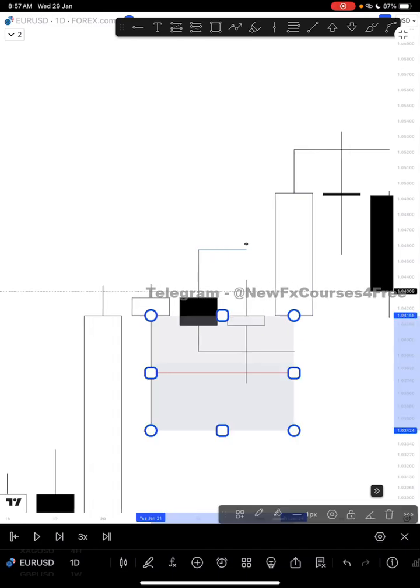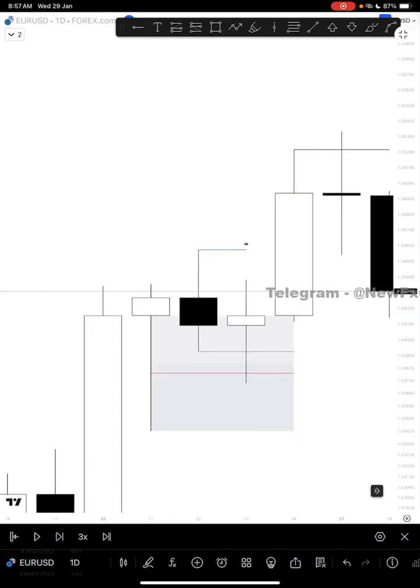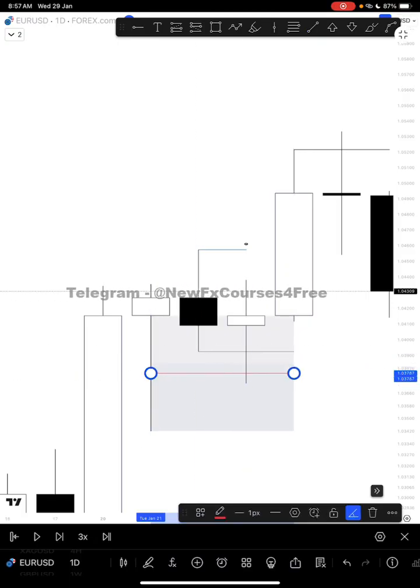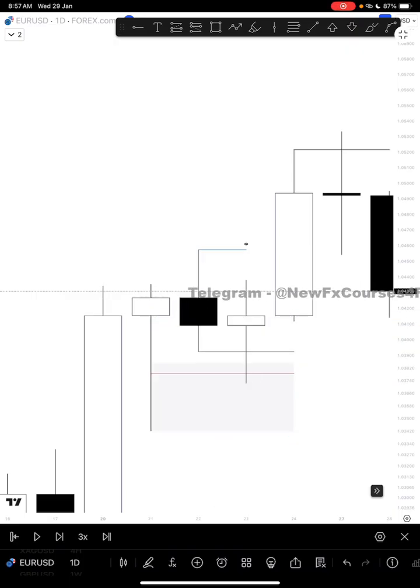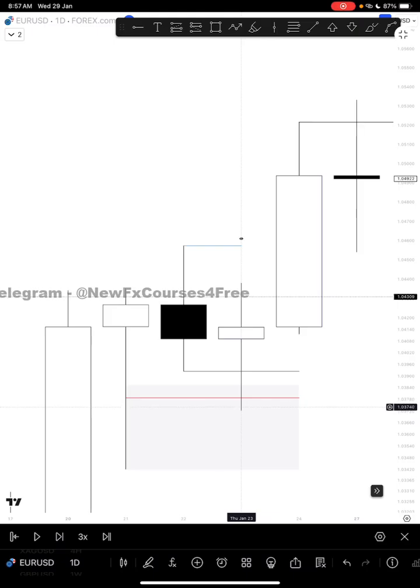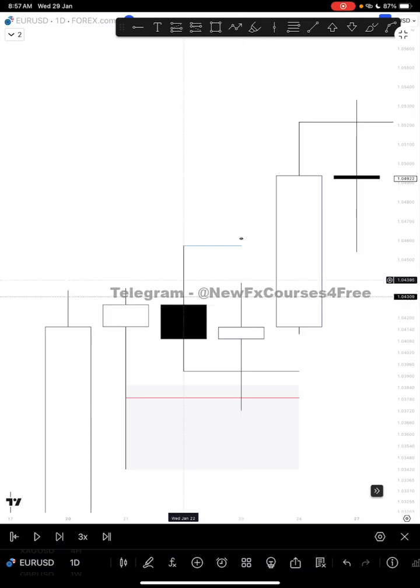So this is your midpoint. So this is your midpoint of this rejection block. The market dipped into the key level here with this move, then closed above this range high and range low. Then you can target your opposing range high here.